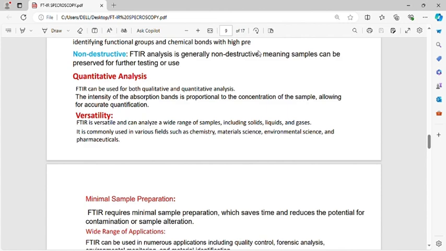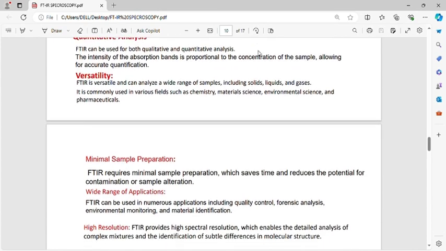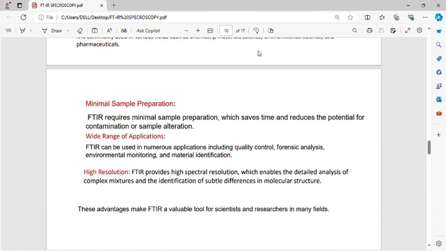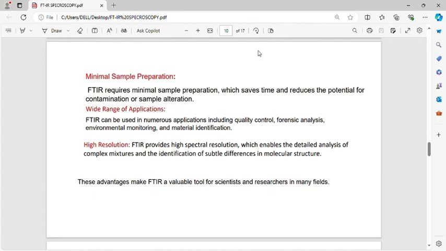FTIR is versatile and can analyze a wide range of samples, including solids, liquids, and gases. It is commonly used in various fields such as chemistry, material sciences, environmental sciences, and pharmaceuticals. Minimal sample preparation. FTIR requires minimal sample preparation, which saves time and reduces the potential for contamination and sample alteration. Wide range of applications.